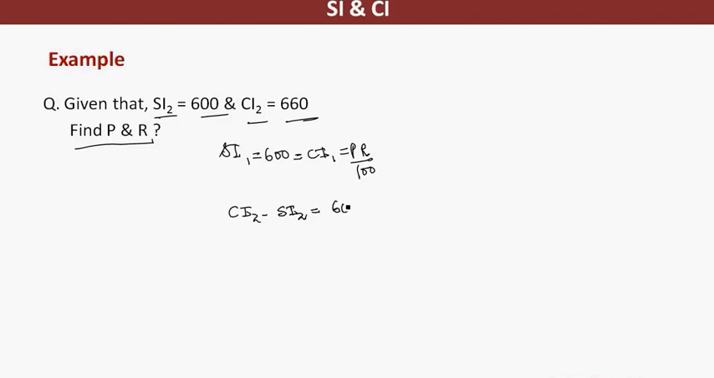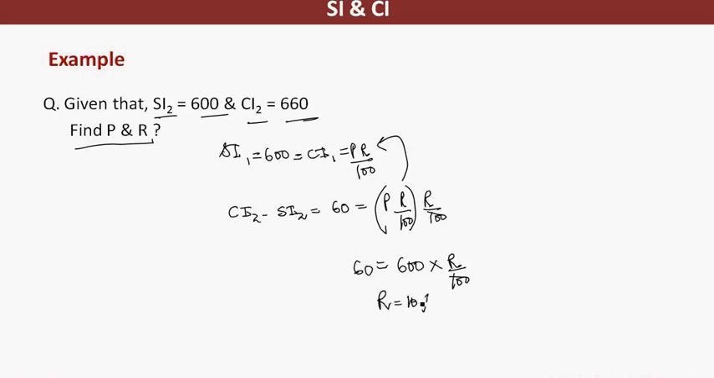Now what is given to me? It is given to me that the CI for second year minus SI for second year is 60. And I remember the formula PR by 100 whole square. Let me split the formula as PR by 100 and R by 100. Now this value, I can treat it as the simple interest for first year or the simple interest for second year, which is given to me as 600 into R by 100 equals 60. Just solving this, I'll get the value of R as 10. So it's a 10% rate which is offered to me per annum.